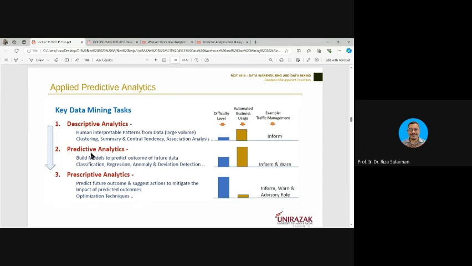Number two is predictive analytics. You need to build model to predict outcome of a future data. So this is basically forecasting. When we talk about future data, it is forecast. And here you need to do the classification, the regression, and also defining the anomaly and deviation.